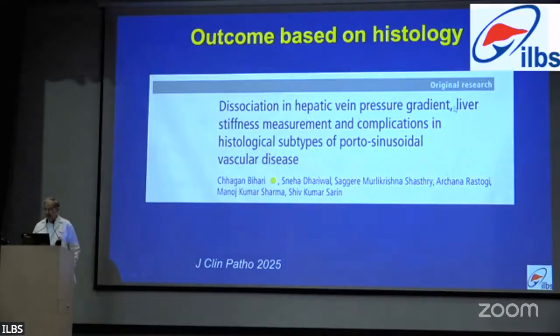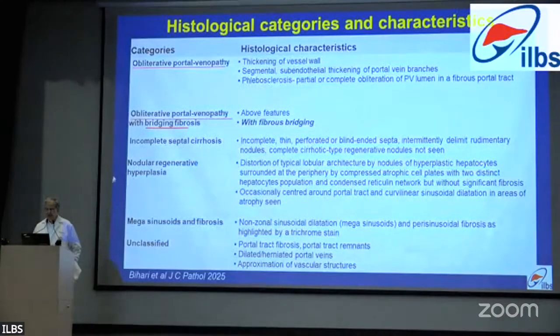Dissociation in hepatic vein pressure gradient means HVPG is high, liver stiffness is high, but histologically this patient has features of non-cirrhotic portal fibrosis. I hope you understand. Normally, histology should also be normal, HVPG should be normal, and also this patient should have features of no cirrhosis. So when he classified these, he identified 6 such categories. One is obliterative portovenopathy. This is thickening of vessels, segmental subendothelial thickening, phlebosclerosis, as I showed you.